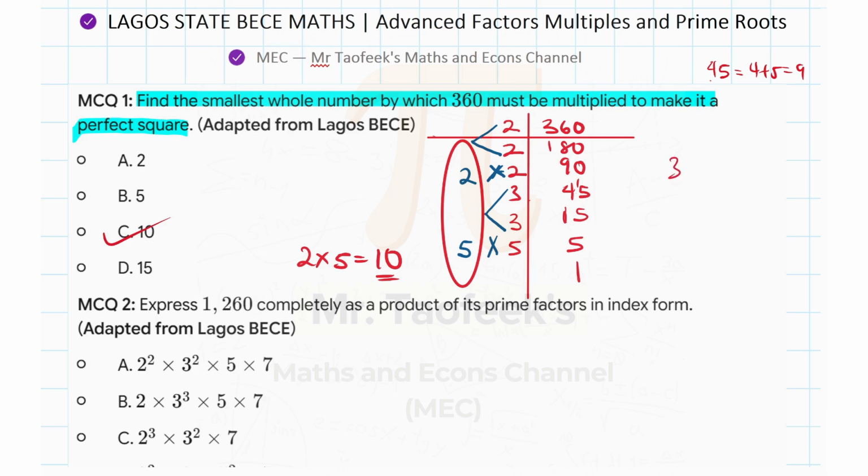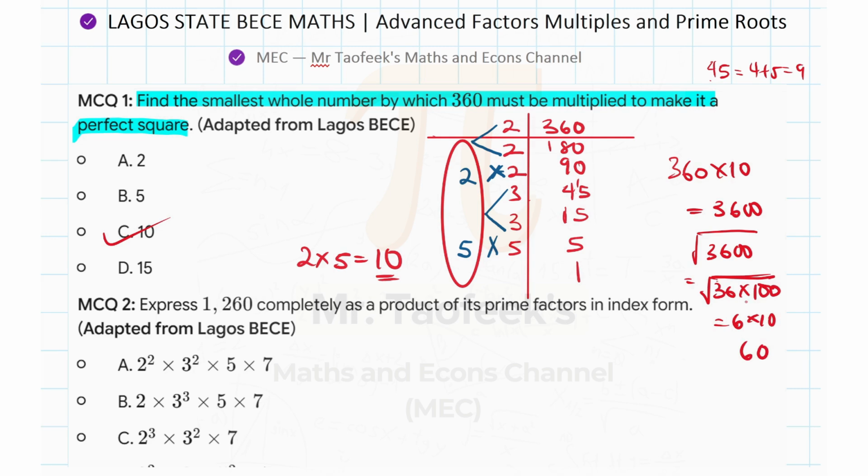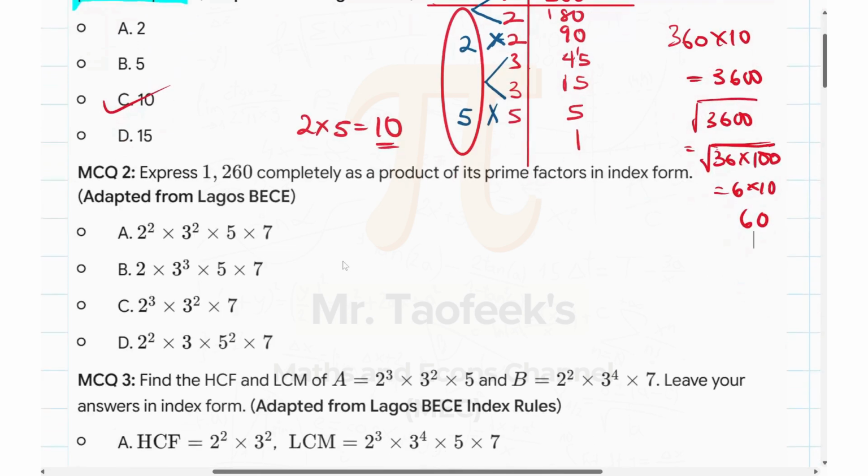And if you think about it, if you multiply 360 by 10, what does it give you? It gives you 3,600. So what is the square root of 3,600? 3,600 is just 36 times 100. So the square root of 36 is 6, and the square root of 100 is 10, and that gives us 60. So that's it, you see? 3,600 is a perfect square, but 360 is not a perfect square. So to make 360 a perfect square, you need to multiply by 10. And that's essentially what we have done. Good job, everybody. Now let's go on to question number 2.